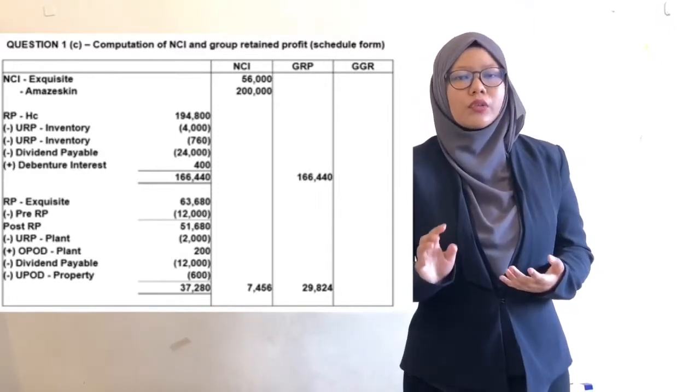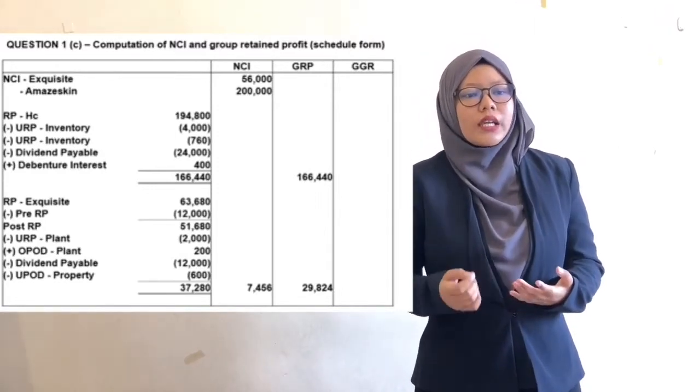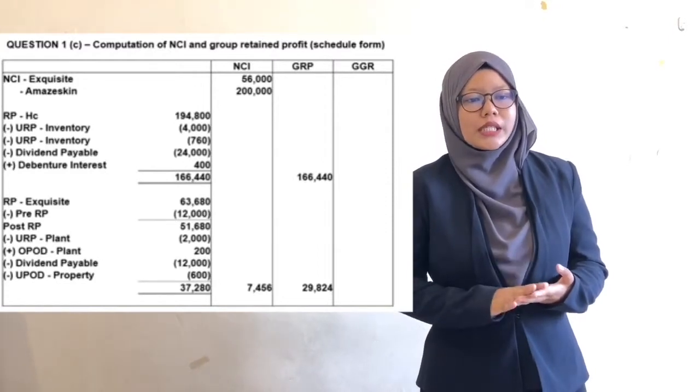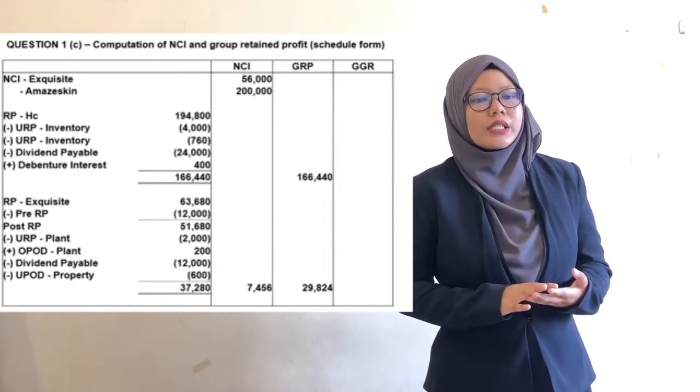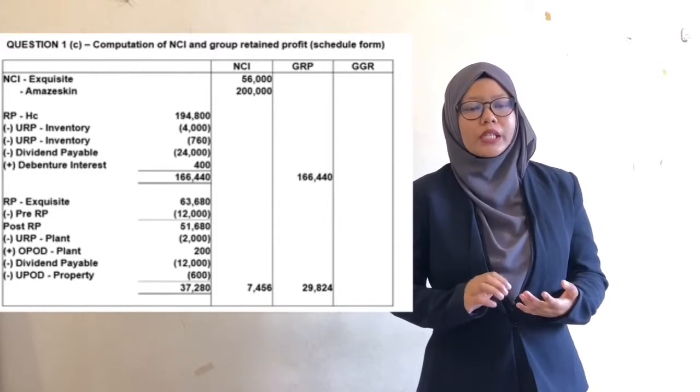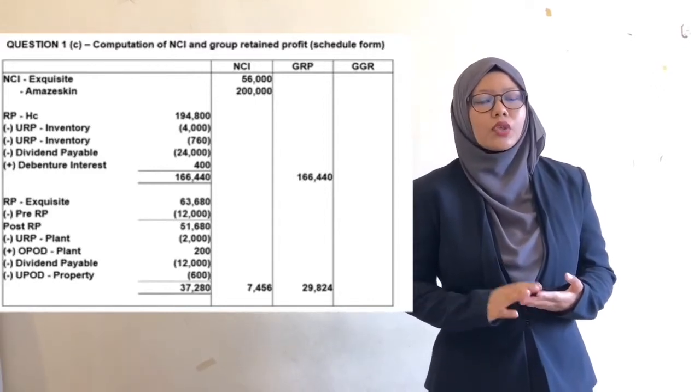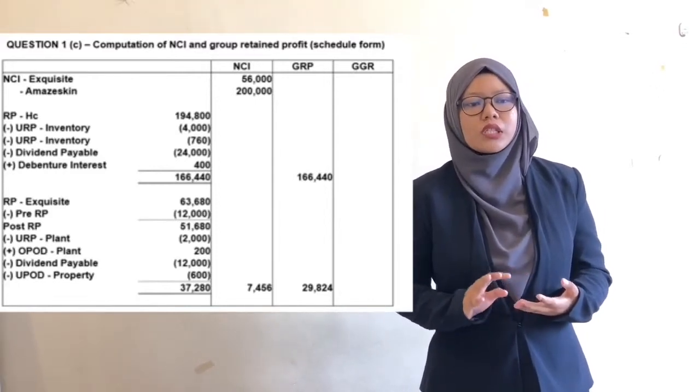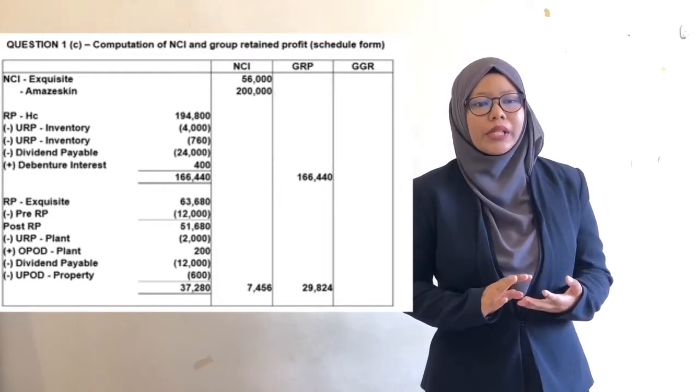So we transfer it to the group retained profit. Next, for retained profit of Acquisite, 63.68 million minus the pre-retained profit 12 million. So we get the post-retained profit, which is 51.68 million.